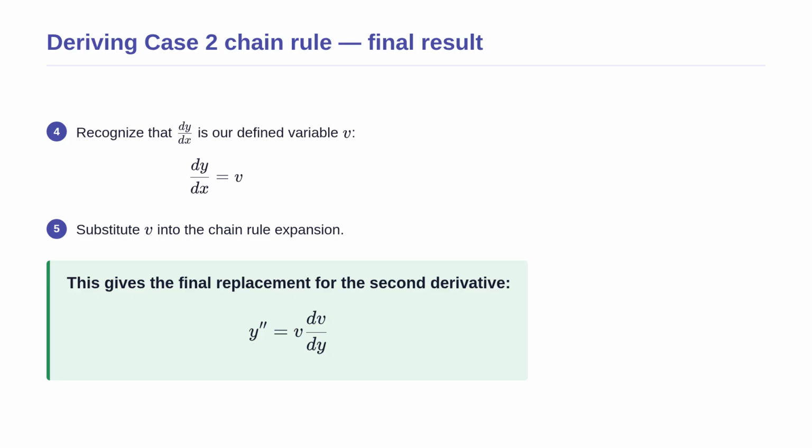Continuing with our derivation, we can simplify our chain rule expansion by recognizing a familiar term. The second part of our expanded expression is the derivative of y with respect to x. This is exactly how we defined our temporary variable v in the first place. By substituting v into the expression, we get our final replacement for the second derivative. We have successfully expressed y double prime entirely in terms of v and y, completely avoiding the missing variable x. This brilliant mathematical trick is what allows us to reduce the complexity of the problem and solve it.